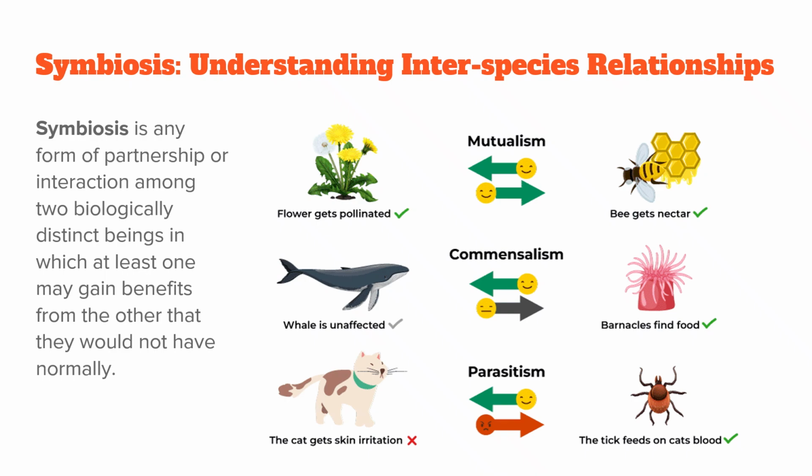Symbiosis is a close, long term interaction between species. It includes mutualism, where both species benefit, commensalism, where one species benefits and the other is unaffected, and parasitism, where one species benefits while the other is harmed. These relationships can strongly influence community structure. We'll explore each of these types of symbiotic relationships on the next few slides.